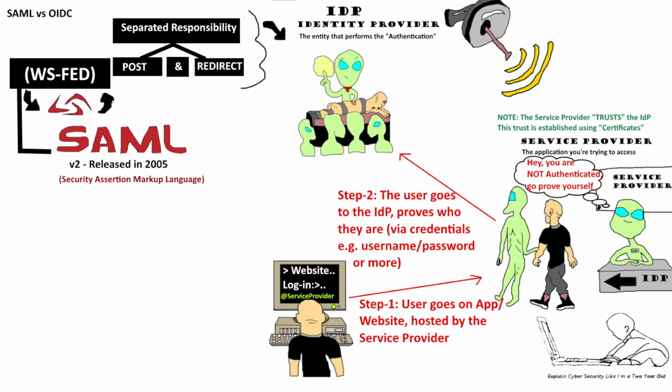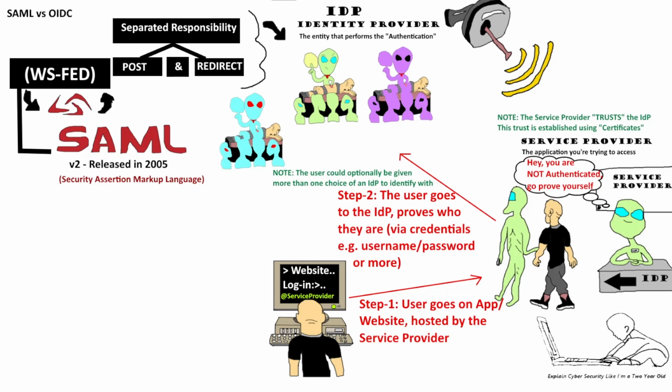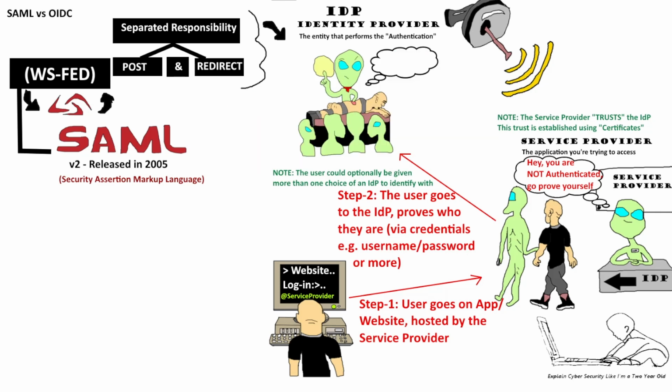Now, a few technical keynotes for your CISSP and CCSP exams. The service provider trusts the IDP, and this is done through certificates. I covered certificates in a separate video as well as PKI, which I have linked here. The second technical keynote is that the user could have an option of multiple IDPs that they want to authenticate to. And in turn, if authentication is successful, the IDP will contact the service provider behind the scenes and say that the user is all good and that the service provider can continue giving whatever access to website or resource that the user has requested.